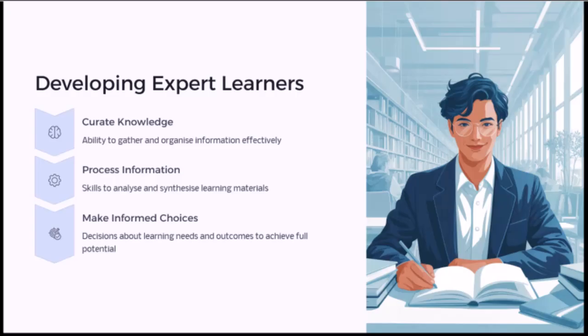To develop expert learners, we need to be able to curate and process knowledge and make informed choices about their learning needs and outcomes. So students need to be able to gather and organise information effectively in line with their goals. They need to be able to process information and have the skills to analyse and synthesise learning materials to see do they meet their goals. And based on this, they need to make informed choices about their learning needs and outcomes to achieve their full potential.